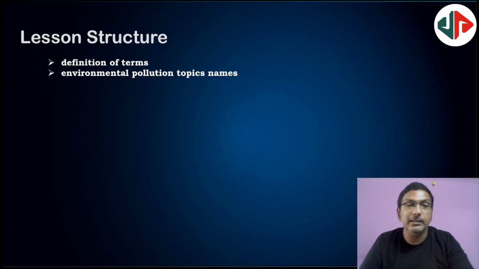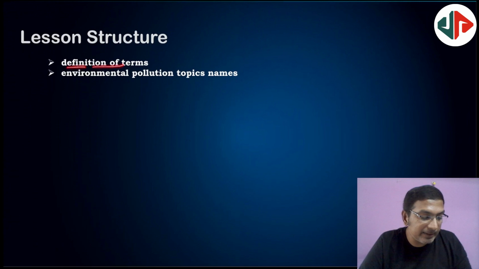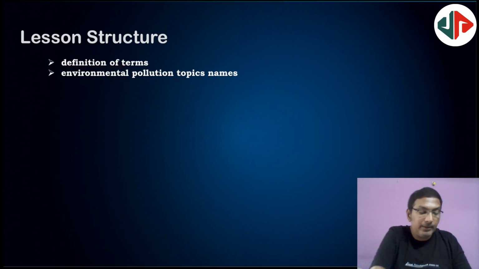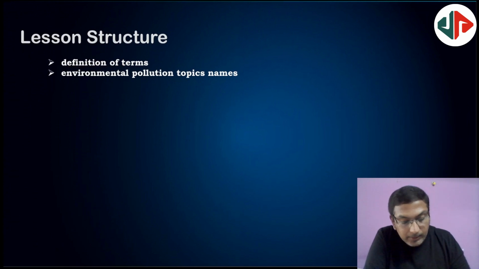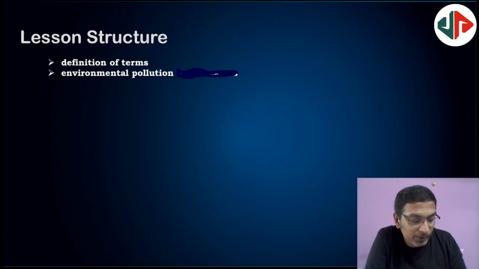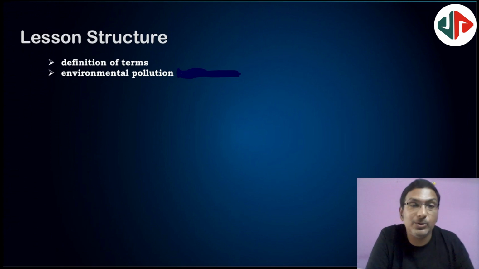So in this lesson, we are discussing definition terms and environmental pollution. Environmental pollution means air pollution, water pollution, depletion of ozone layer, total. Next.